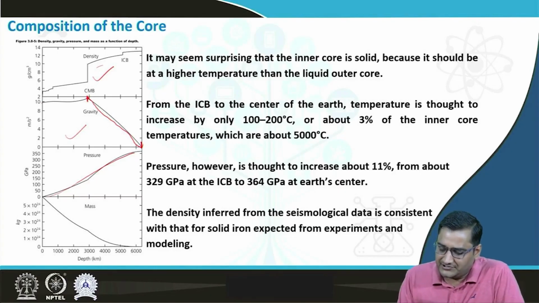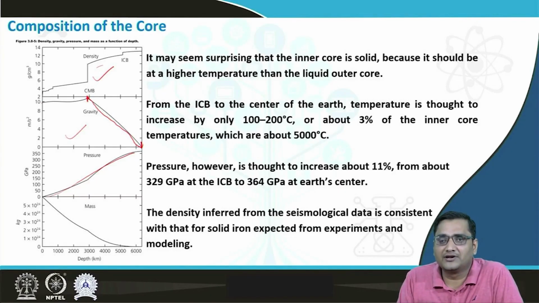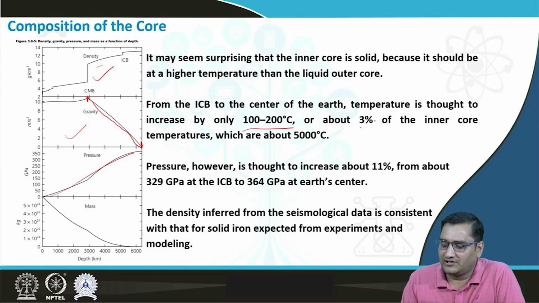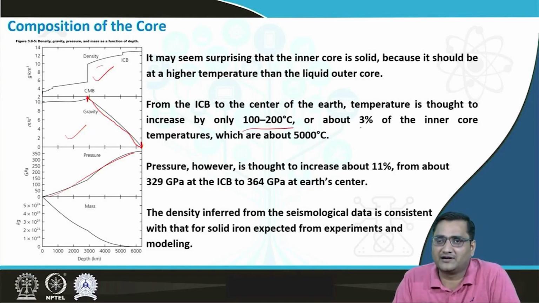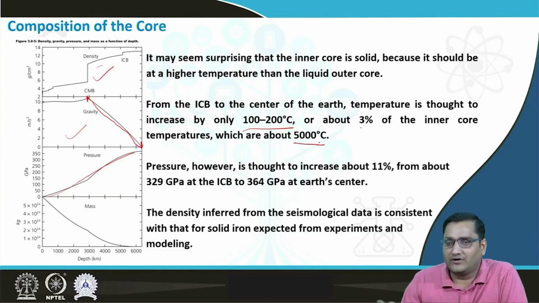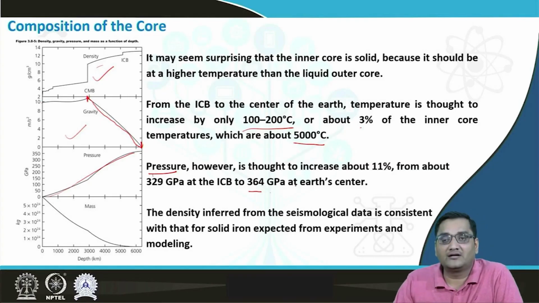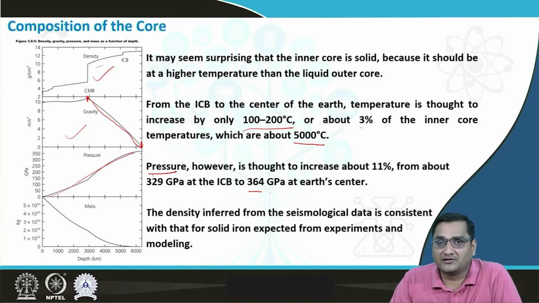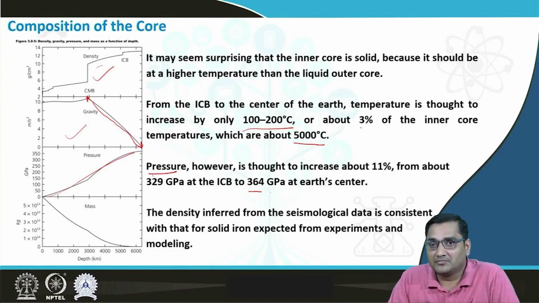If you compare the temperature from the inner core boundary to the center of the earth, the temperature increases only about 100 to 200 degrees centigrade. That is around 3% of the temperature at the center of the core, around 5000 degrees centigrade. But if you compare the pressure, it increases around 11%, that means from 329 gigapascal at the inner core boundary to 364 gigapascal at the earth center. So the pressure increment is much higher than the increment in temperature. Obviously pressure dominates over temperature, because of which the inner core is solid.